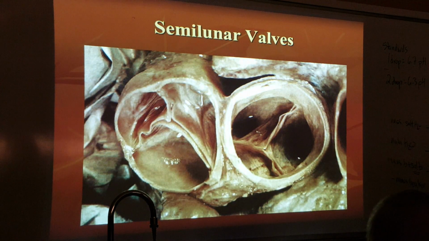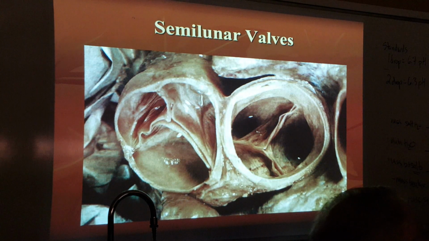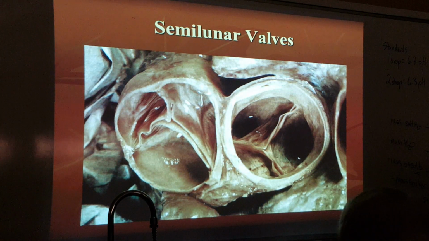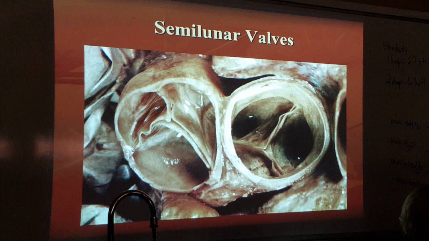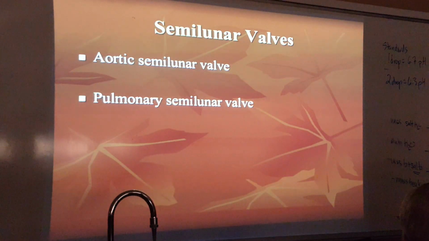Here's a top view. The top of the heart has been removed so that you can look down, a superior view looking down into the semilunar valves, and you can see that the cusps of the semilunar valves are pointing up. So there are two semilunar valves, the aortic semilunar valve and the pulmonary semilunar valve.